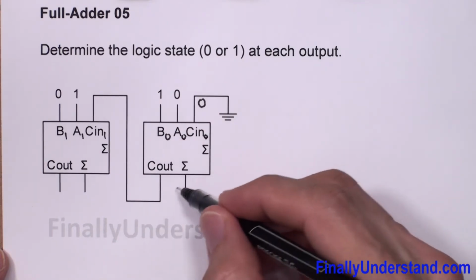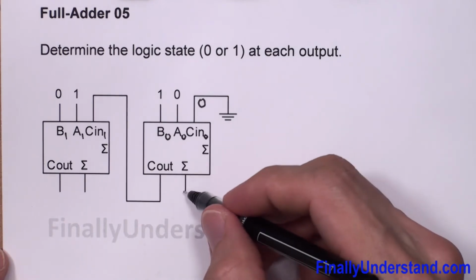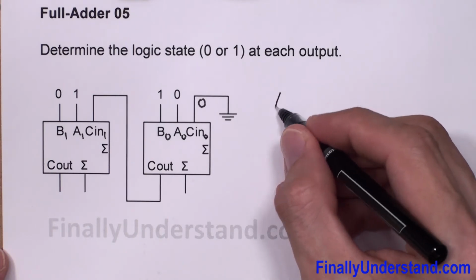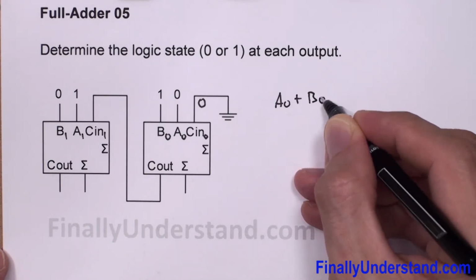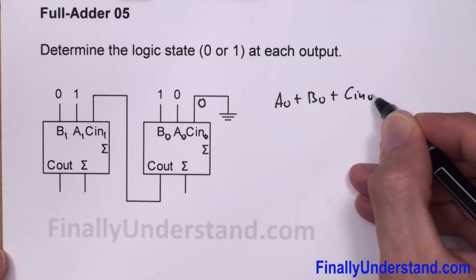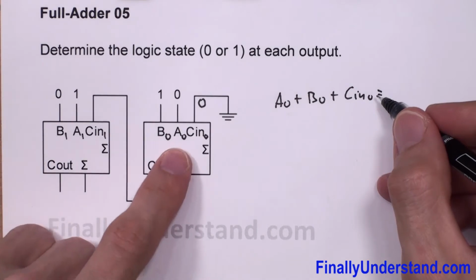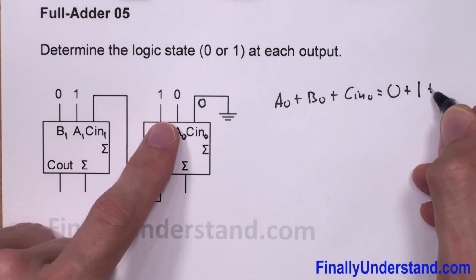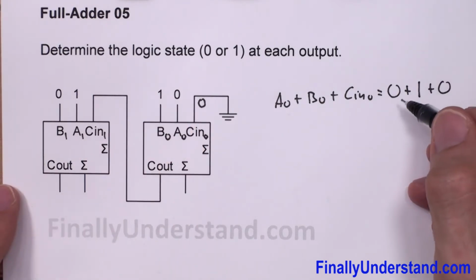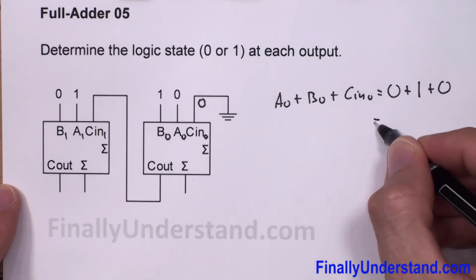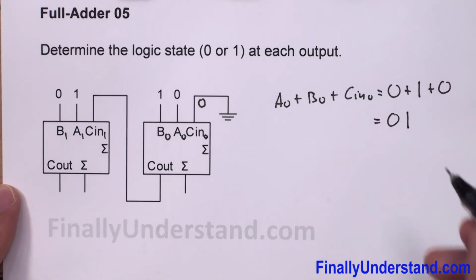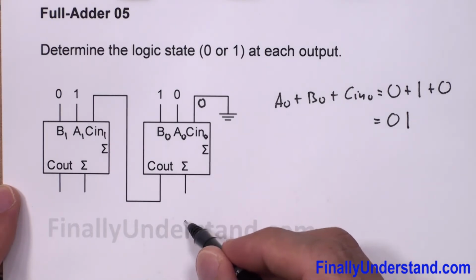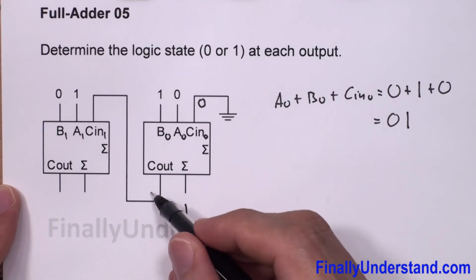Now let's see what will happen at this sum output and carry out output. So I have again the formula A0 plus B0 plus carry in 0. This is A0 equal to 0, plus B0 which is 1, plus carry in 0. 0 plus 1 plus 0 is binary 1, 0, 1. So at the sum output I'm going to have 1 and carry out is equal to 0.